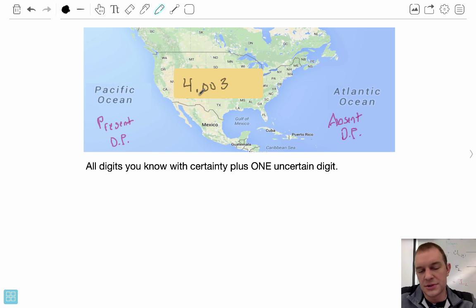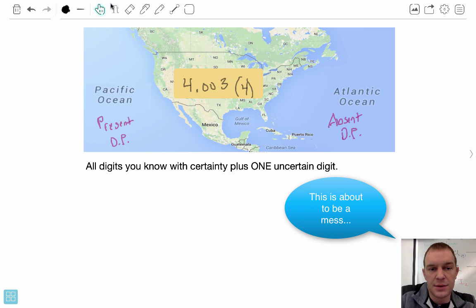The way the rule works is you start counting your digits with your first non-zero on the Pacific side of the number, because we have a decimal point present. So the first non-zero is a 4. We're going to count 1, 2, 3, 4. This measurement actually has 4 significant figures.